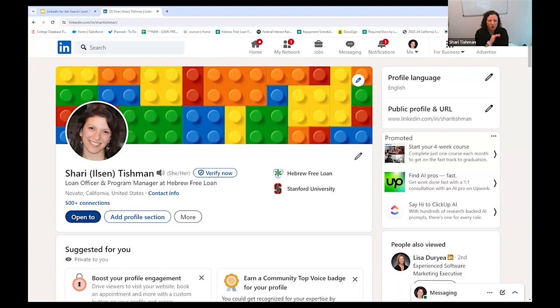Recommendations are far and away more valuable than the endorsements. The endorsements are vanity. The recommendations are people in their own words talking about how great you are and why you're great. So you should absolutely get recommendations.